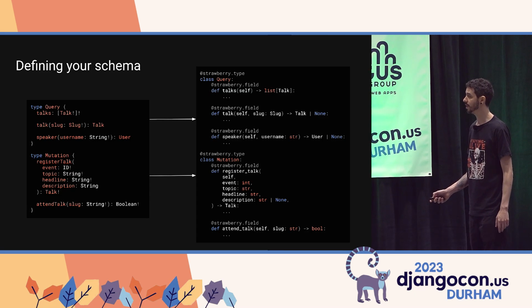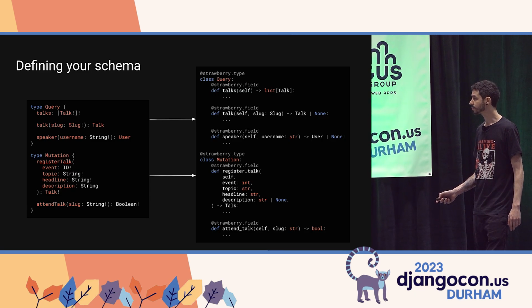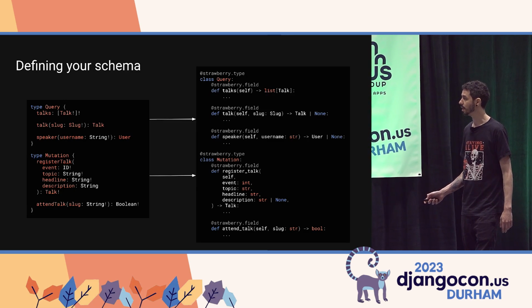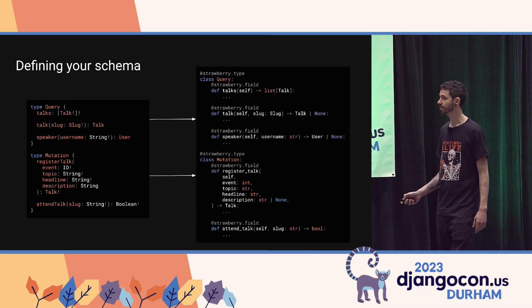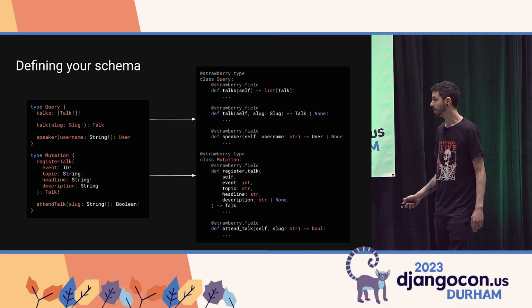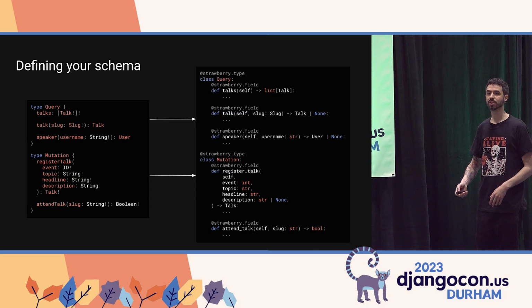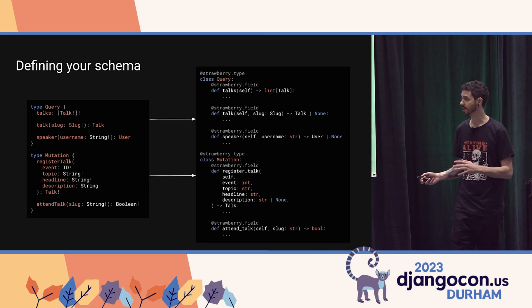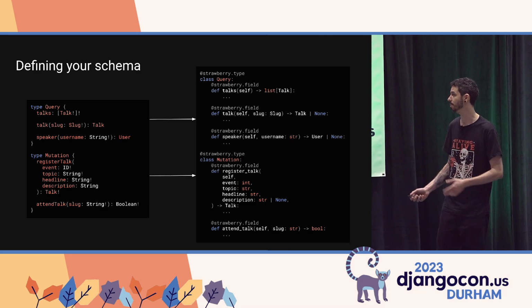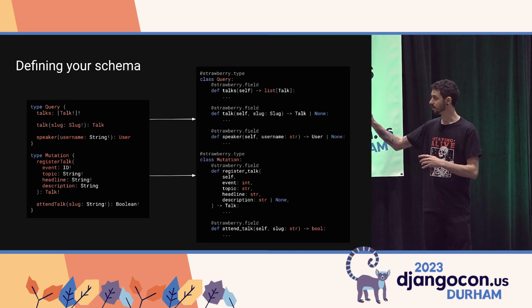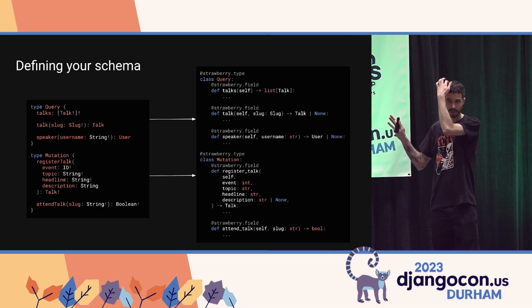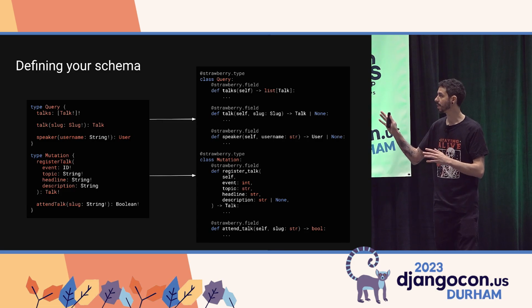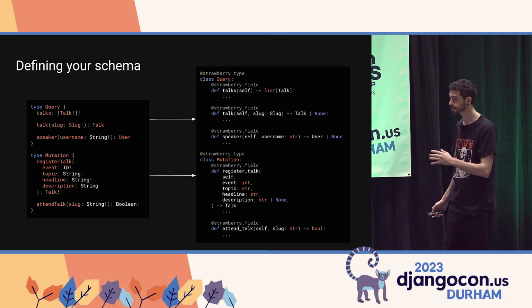In mutations, the same. I have a register talk here, which will receive the event, which is probably the ID, a topic, a headline, a description, which is not mandatory, and I'll return the talk after I created it, and also the attend talk. So pretty straightforward. That's, I think, what I love the most about Strawberry. All of these that I am showing, it's basically everything that you need to do to create a basic Strawberry application.